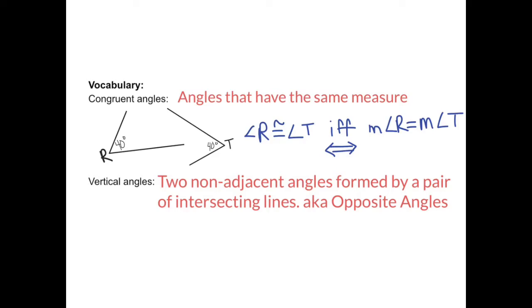Vertical angles are two non-adjacent angles formed by a pair of intersecting lines. They're also known as opposite angles. So using this diagram as an example, angle 1 and angle 3 are vertical angles. Angle 2 and angle 4 are vertical angles. So they are non-adjacent, but they're formed by a pair of intersecting lines. So here are my intersecting lines. It has to be 1 and 3 because they're the only ones that are not adjacent to each other, as well as 2 and 4. 2 and 3 would be adjacent, 1 and 2 would be adjacent, and so on. They're opposite angles, opposite of each other, vertical angles.